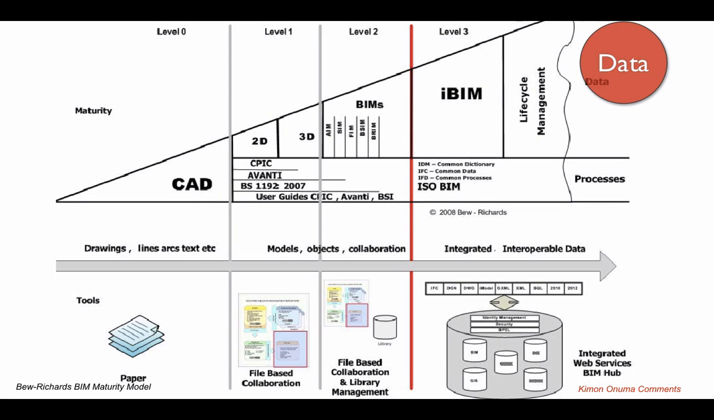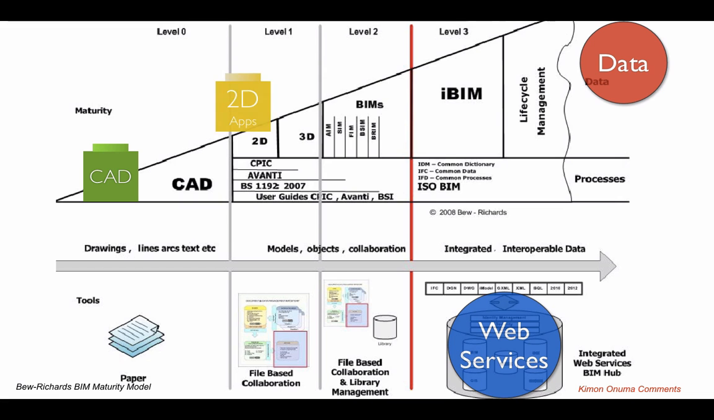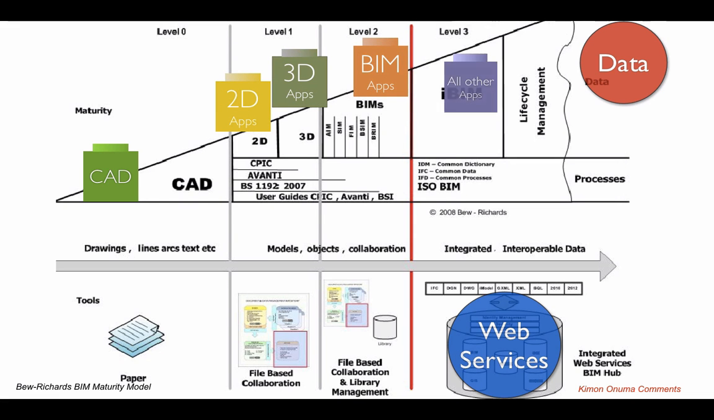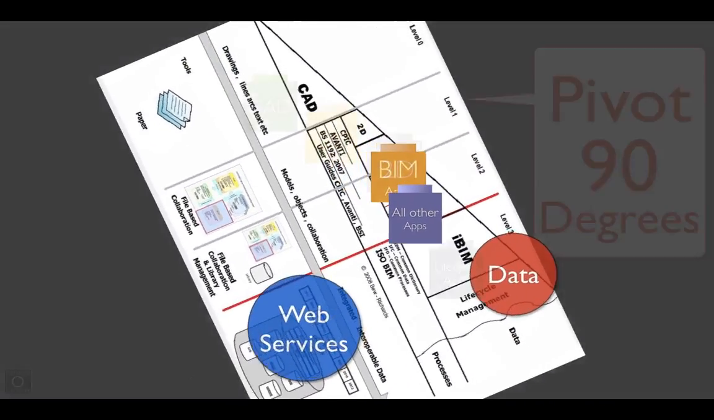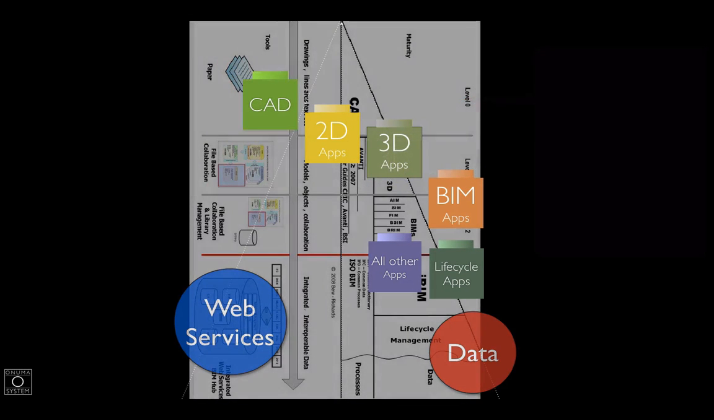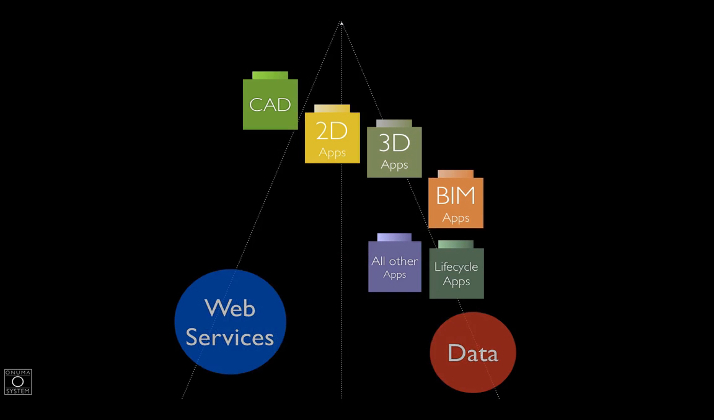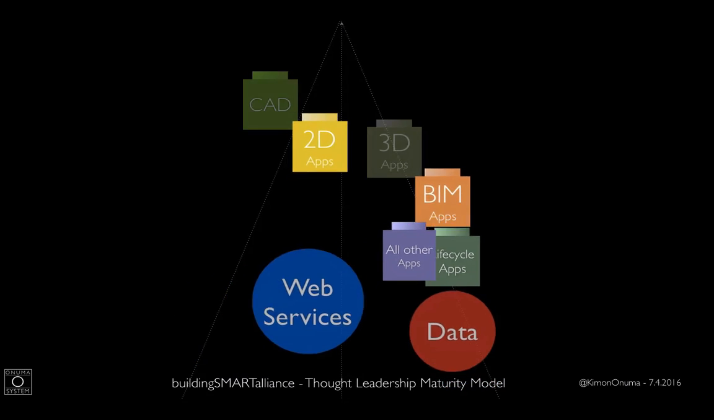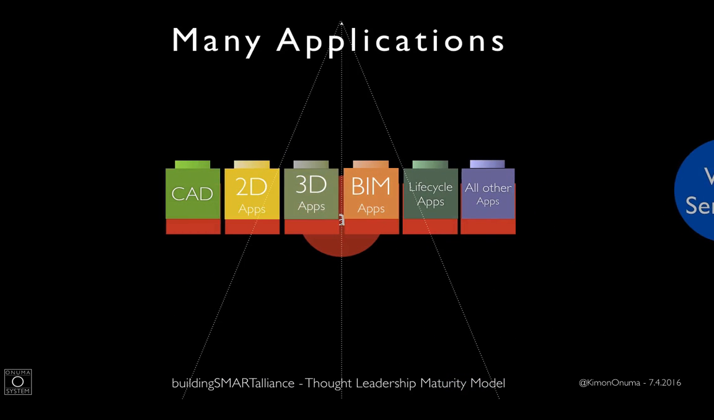Looking at the wedge another way, the data and the web services and the CAD and the 2D and the 3D, and thinking in terms of these being Lego pieces, how do we make this data flow into any of these Lego pieces? What if we pivot the model, pivoting the wedge 90 degrees and bringing web services and data, creating a data layer and a web service layer and enabling apps to read off of that, many applications off of the same data.